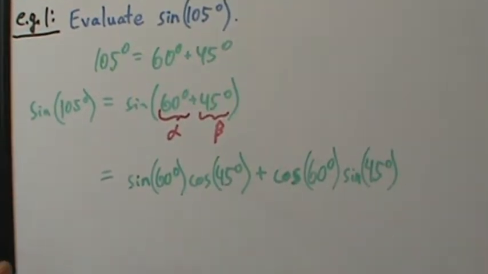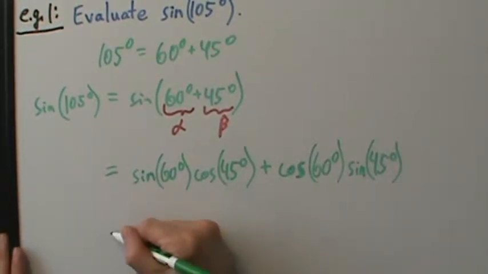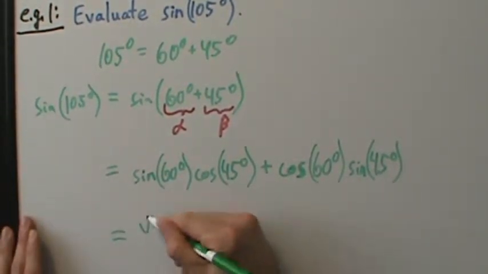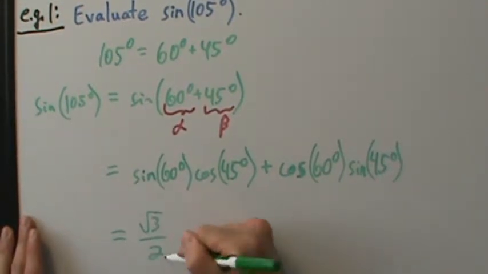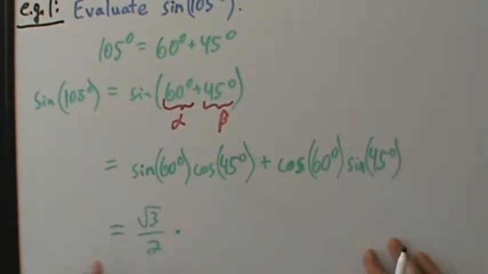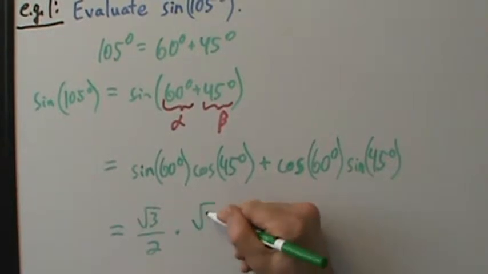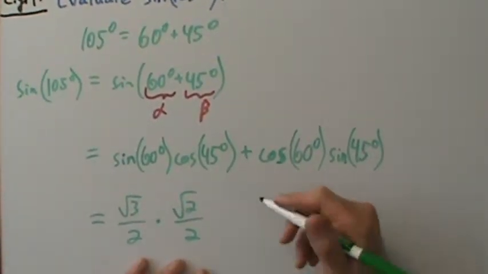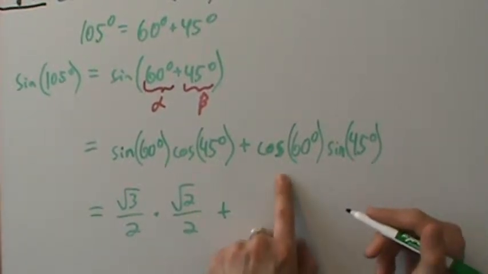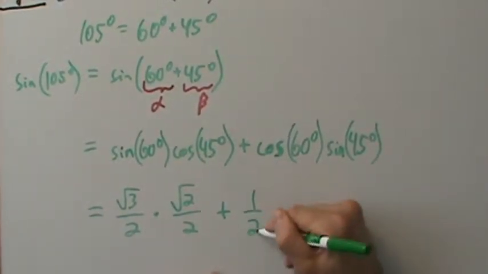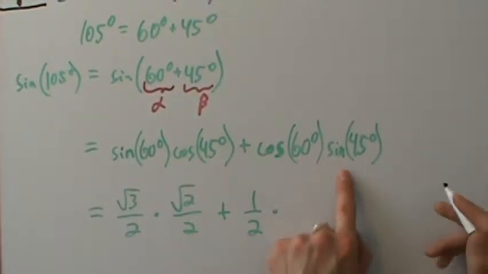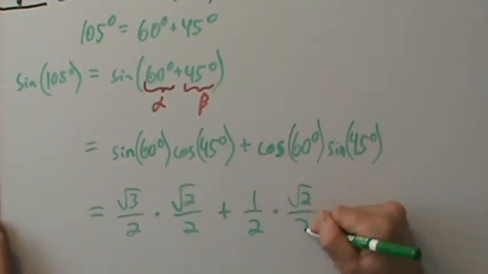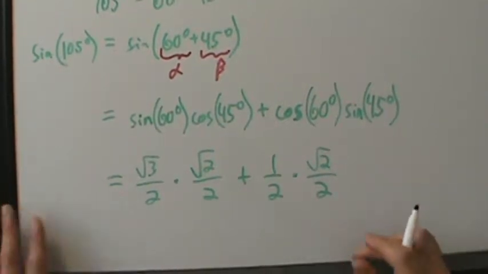From here it really just comes down to knowing the unit circle. Sine of 60 degrees is the square root of 3 divided by 2. Cosine of 45 degrees is root 2 over 2, or 1 over root 2 if you don't want to rationalize the denominator. And then plus cosine of 60 degrees, that's 1/2. And sine of 45 degrees is the same as the cosine of 45 degrees, root 2 over 2. We can do a little bit better than that.